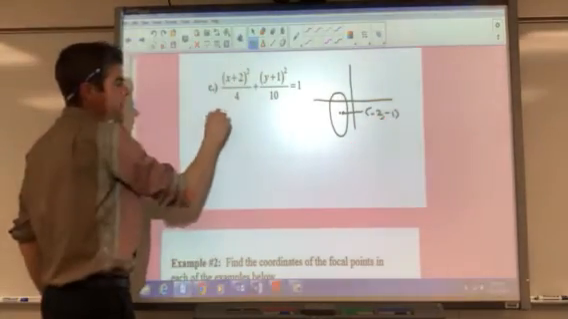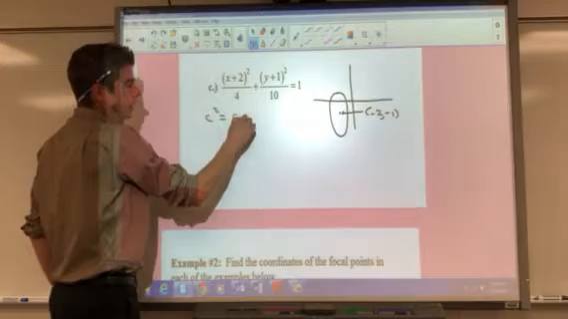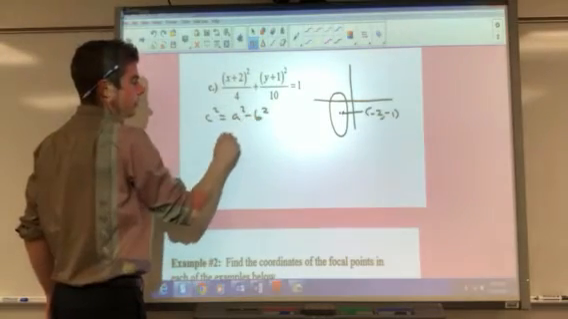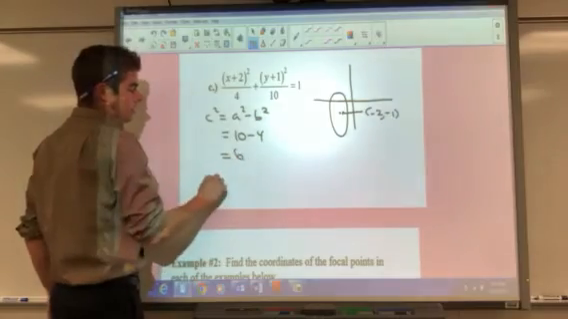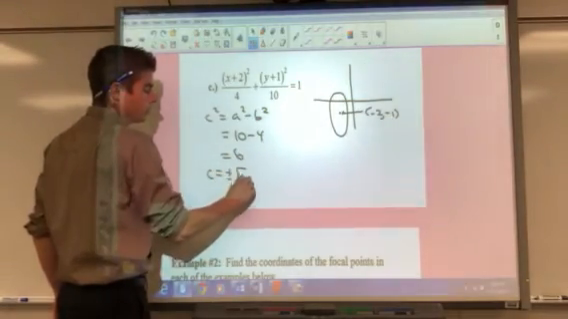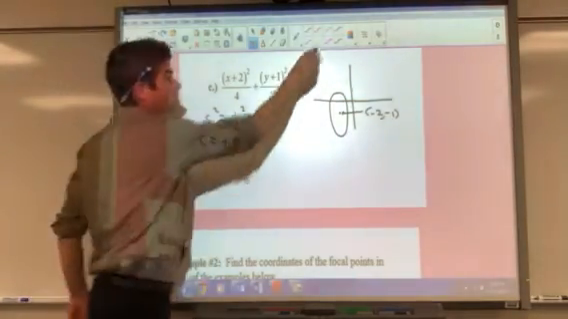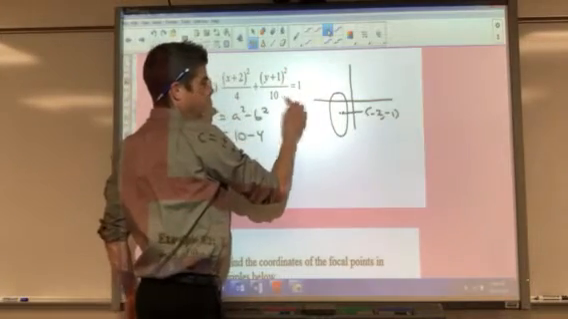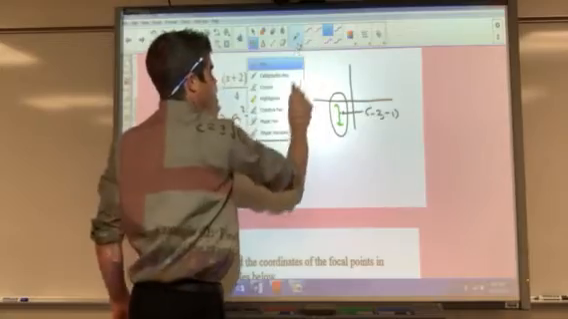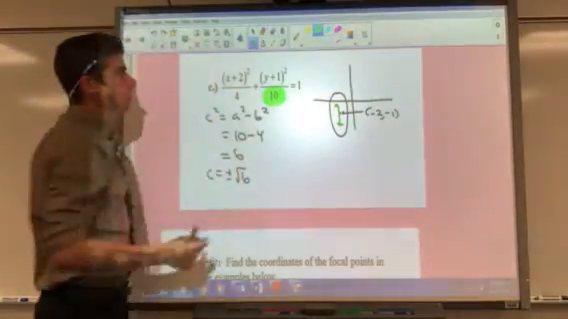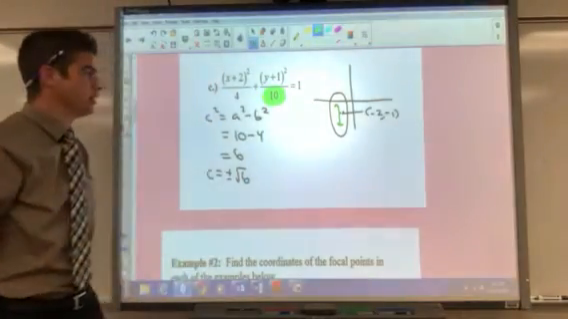And then to find c squared, it would be a squared minus b squared, which is 10 minus 4, which is 6. So c is plus or minus the square root of 6. So I'm going to deviate root 6, and again in the y direction. And it's the y direction because this value is larger, right? So that determines my major axis.